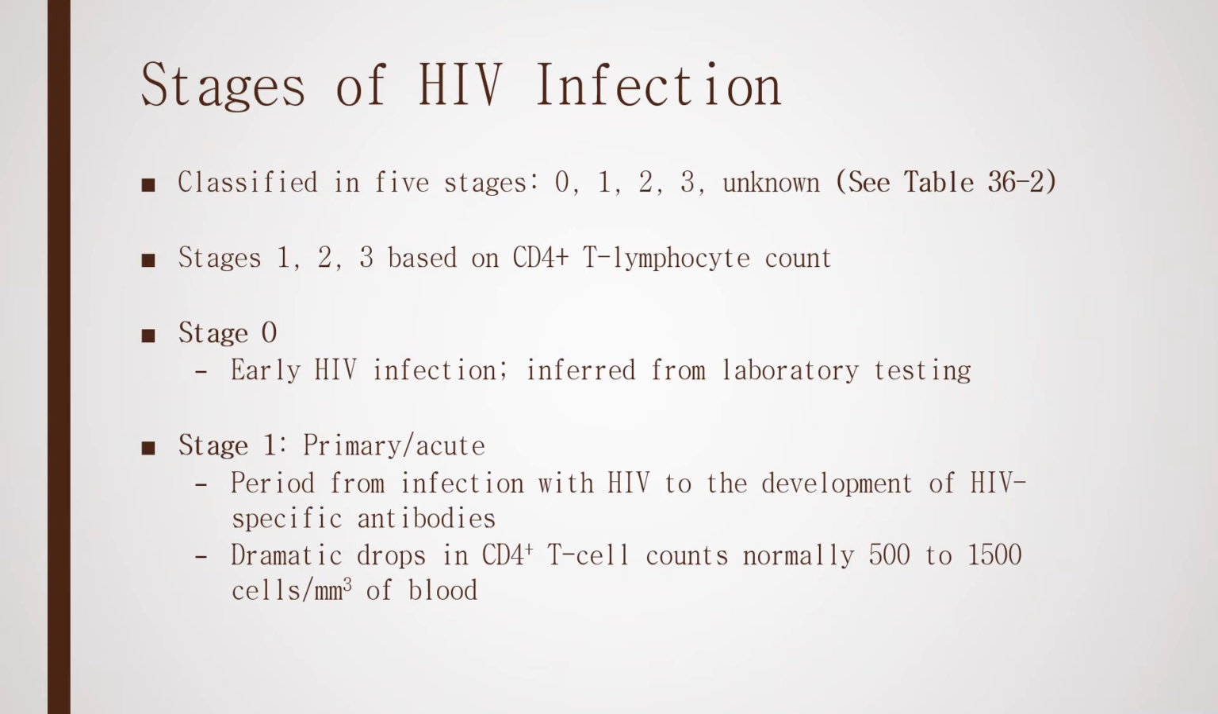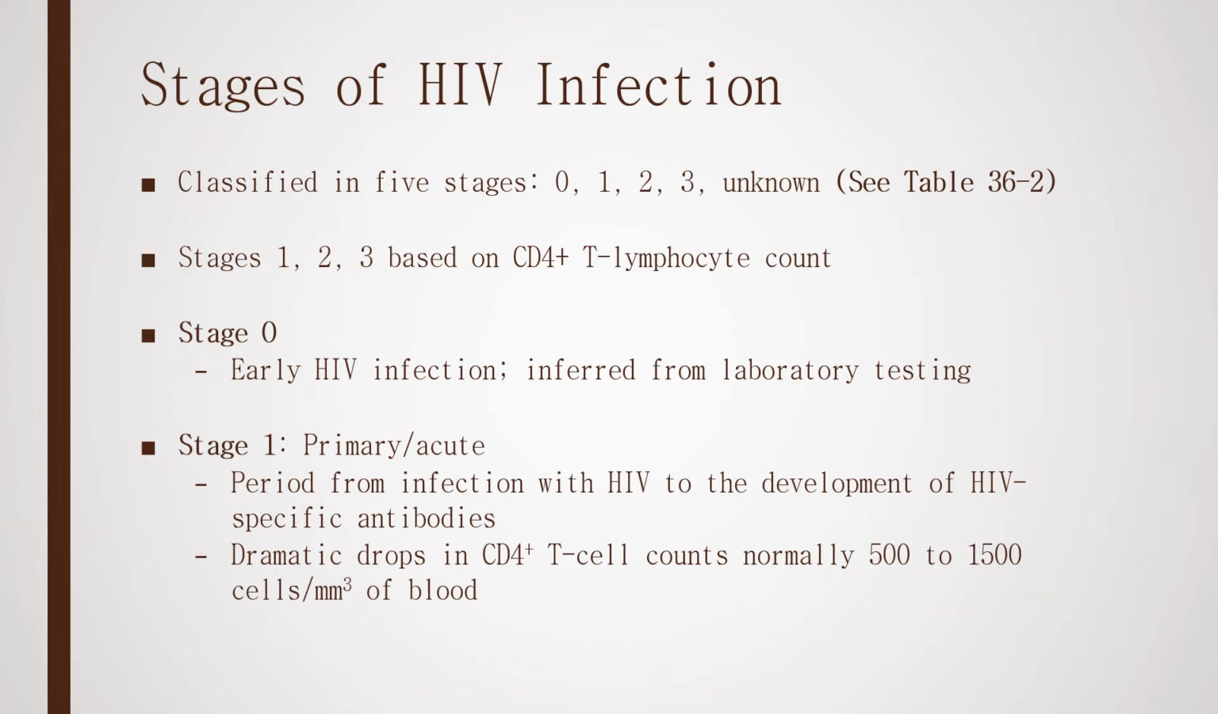Talking about the stages of HIV infection, there are 5 stages of HIV infection based on clinical history, physical examination, laboratory evidence, signs and symptoms, and associated infection and malignancy. The period from infection with HIV to the development of HIV-specific antibodies is known as primary infection.